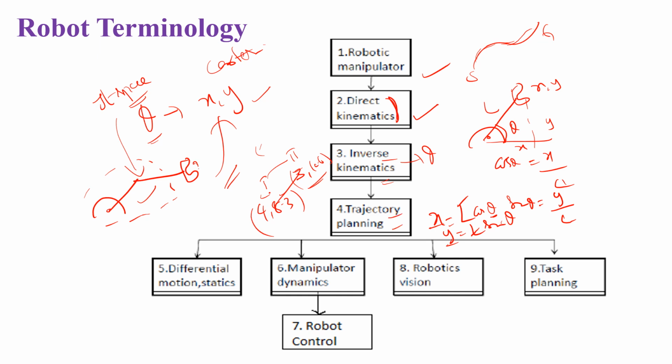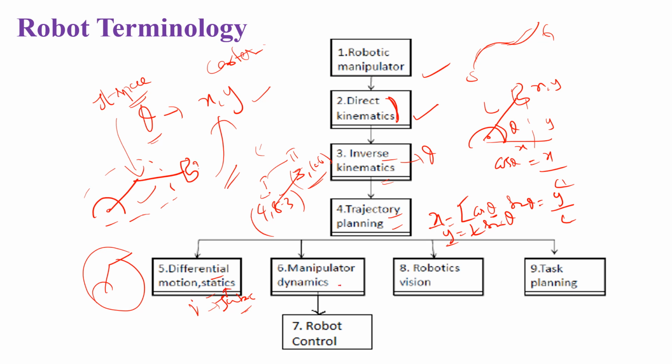Then after that, you have differential motion and statics, because differential motion means velocity. So we have to check what the Jacobian is. We always use the Jacobian, you know why? Because the Jacobian will say, suppose this is the robot, on which areas the robot is free to move and on which areas it cannot move. That information is given by the Jacobian. Then statics is where force is involved.